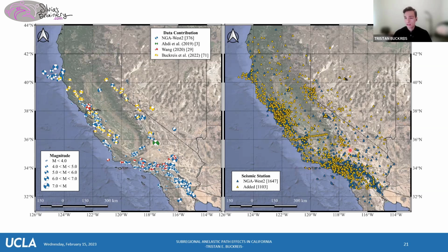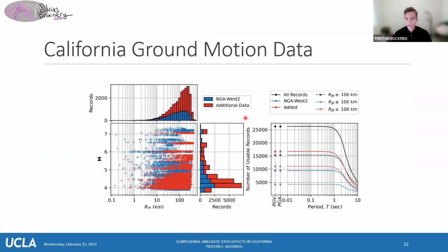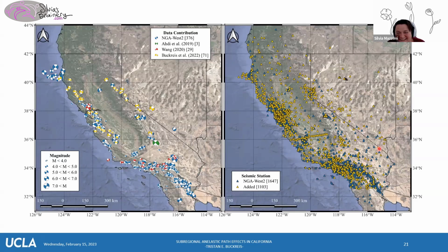And in a similar manner, just as we've added new events, the state has also been instrumented up and down quite densely in some areas in recent years. And so you can see all these new yellow triangles, which weren't there before. So this means that we can have all these new recordings for these new events. And if we look at just wait a minute.